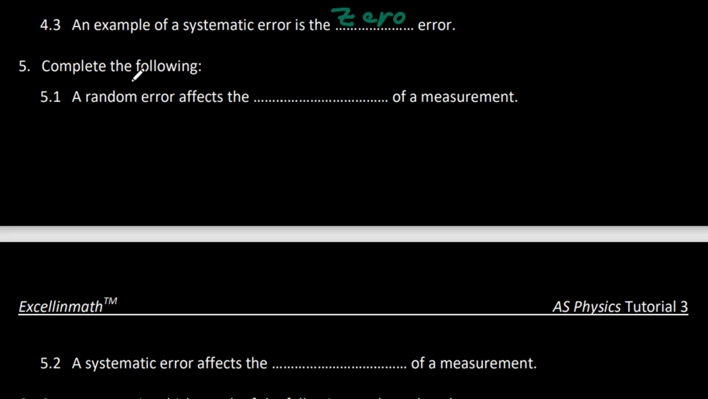In question 5 here, we have to complete the statement by filling in the missing part. A random error affects the precision of a measurement. So a random error will cause the measured values to be far from each other or far apart. Then in 5.2, a systematic error affects the accuracy of a measurement. So a systematic error will cause the measurement to be far from the true value.